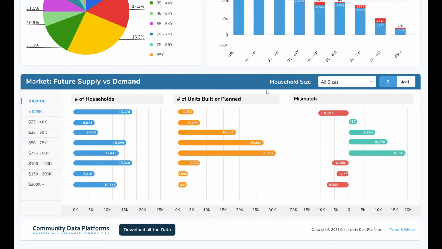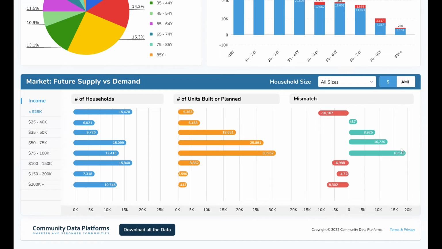Finally, on a market level, the Housing Needs Assessment tool ties all of the information together in the future supply and demand graph. In the number of households column, we see who currently lives in Charleston plus who is projected to live there. In the number of units built or planned, we see the combination of the current units and what is in the pipeline.